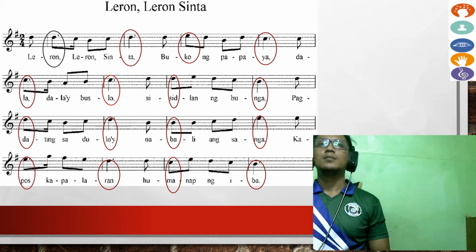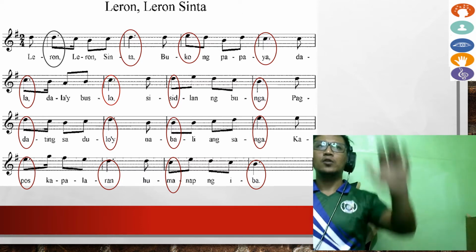Now, let's apply the conducting pattern on the lyrics of the song Leron Leron Sinta. Say the lyrics and conduct at the same time. Remember, the encircled parts are the downbeat. Now, let's practice the conducting pattern in 2/4 as we read the lyrics in the song Leron Leron Sinta. Ready?